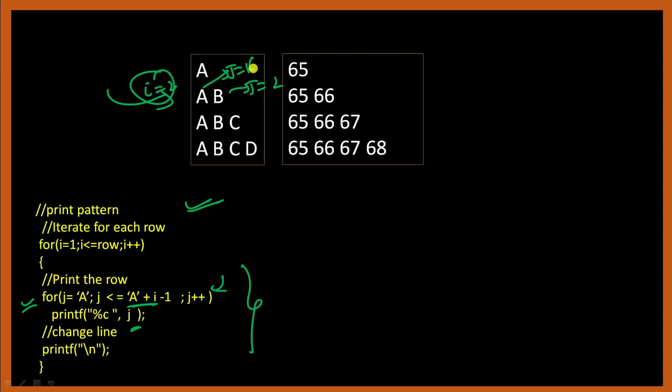It will be like j equal to 65. It will be like j equal to 66. Okay, so let's see. I am assuming i equal to 2. I am in the second row.